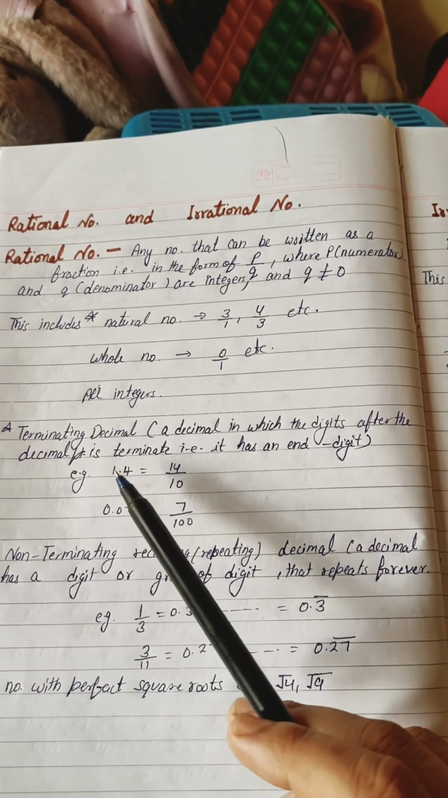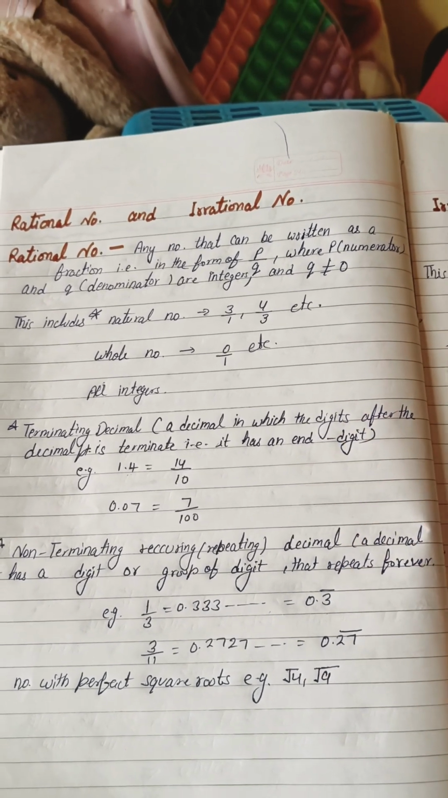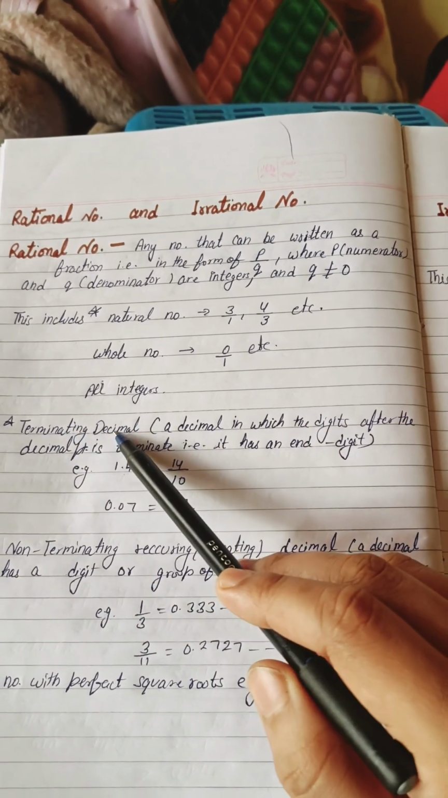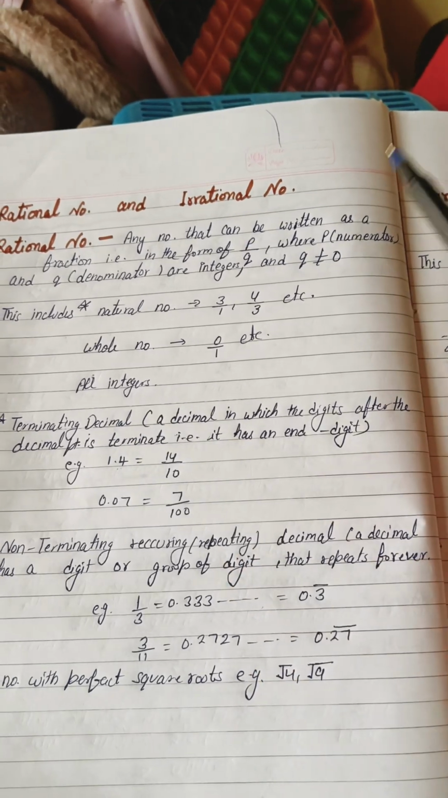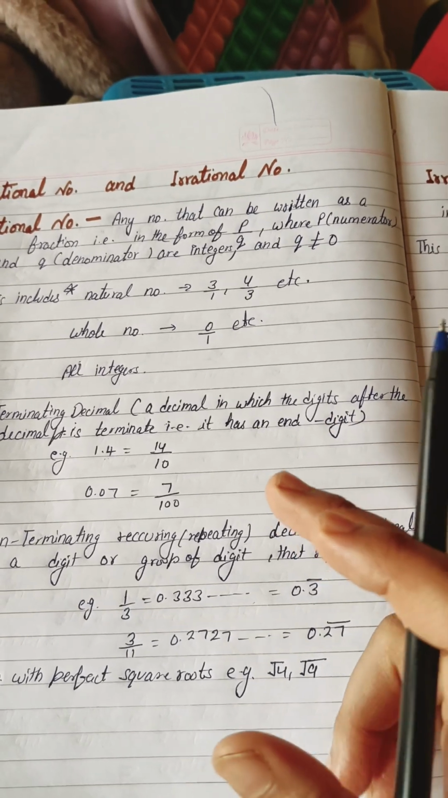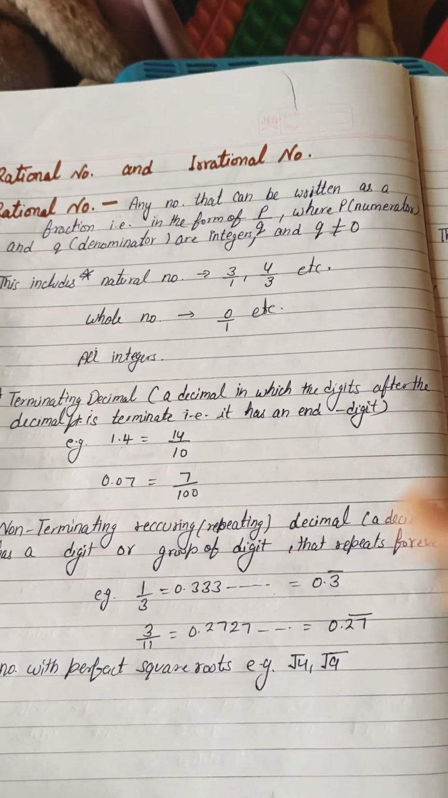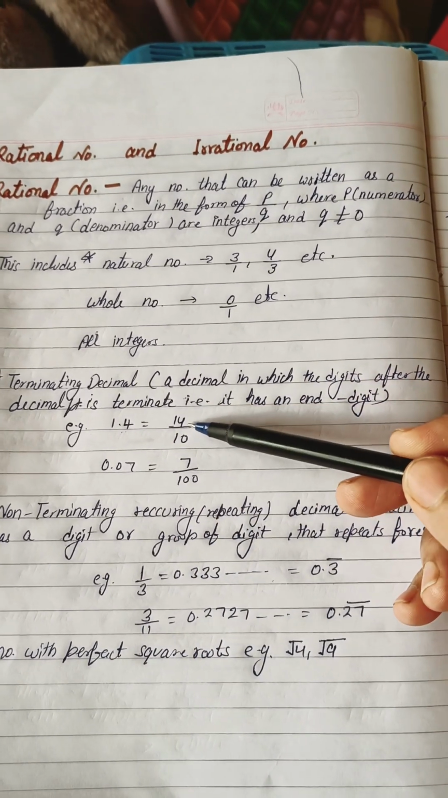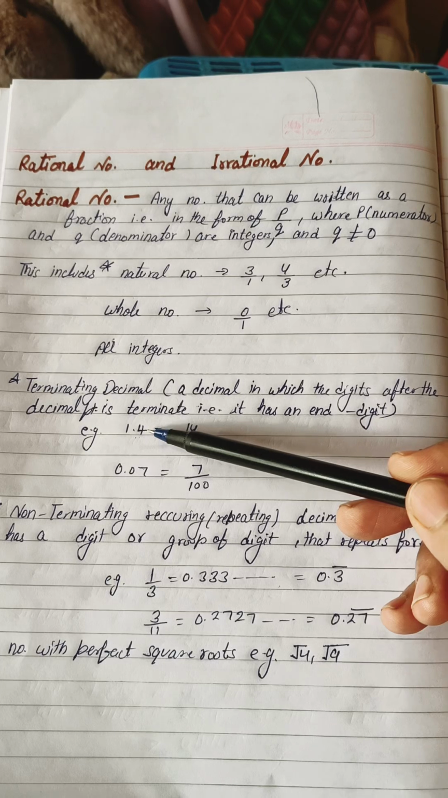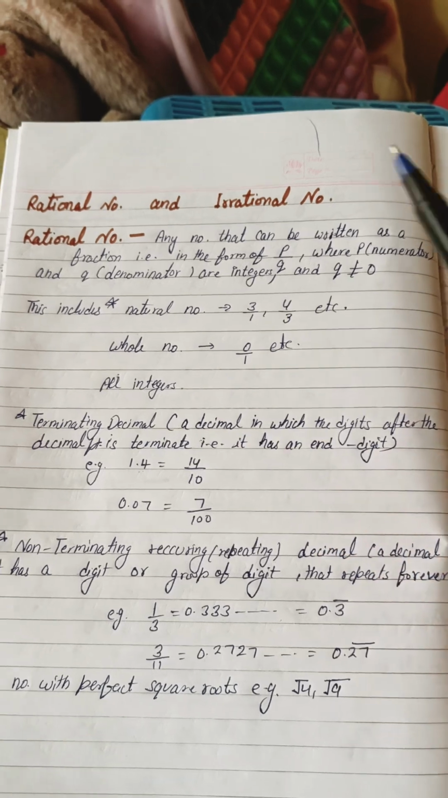Now when we talk about decimal numbers, let me check how we find whether numbers with decimals are rational or not. First we take terminating decimals. Terminating decimal means any decimal number which has an end digit after the decimal point. For example, take 14 upon 10. When we write this number in decimal form, it becomes 1.4, and the number ends here. Therefore, it is a rational number.